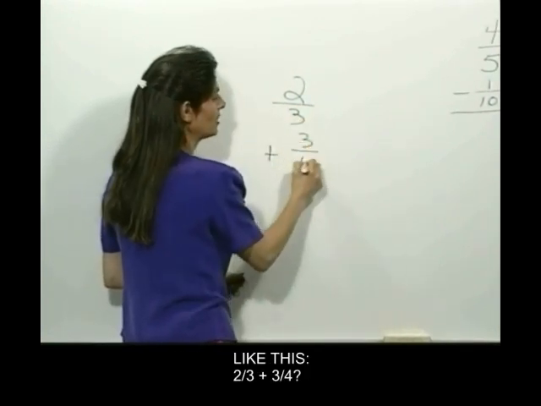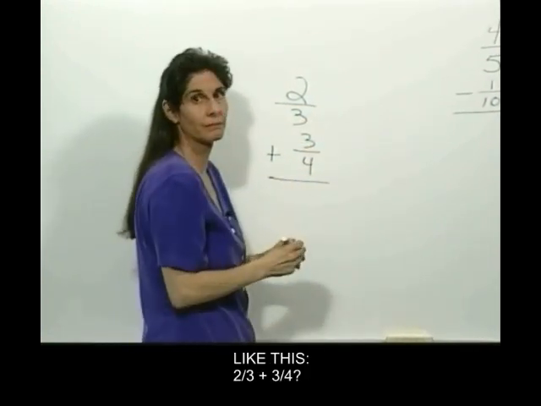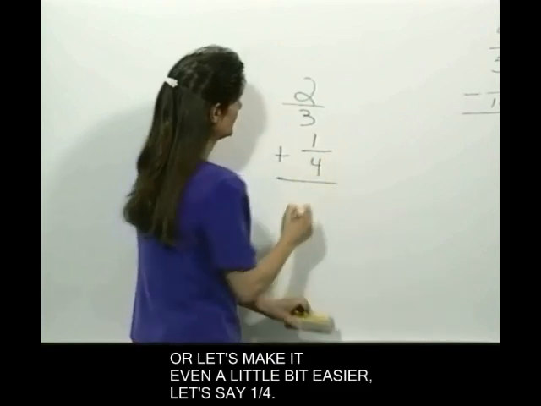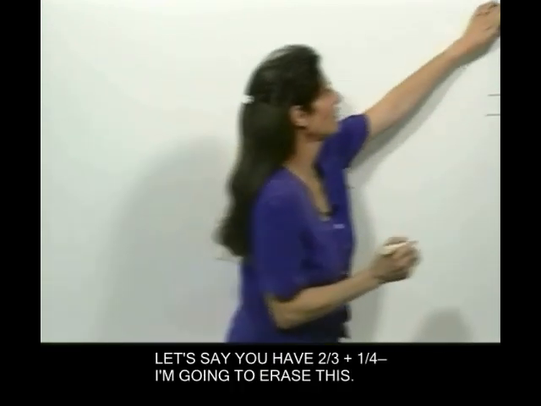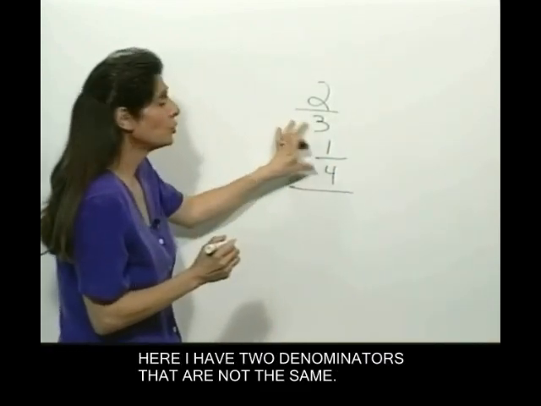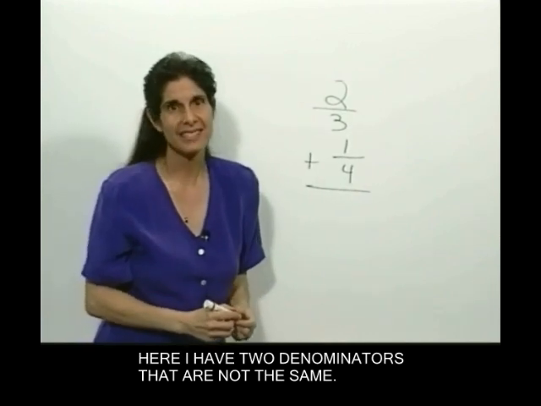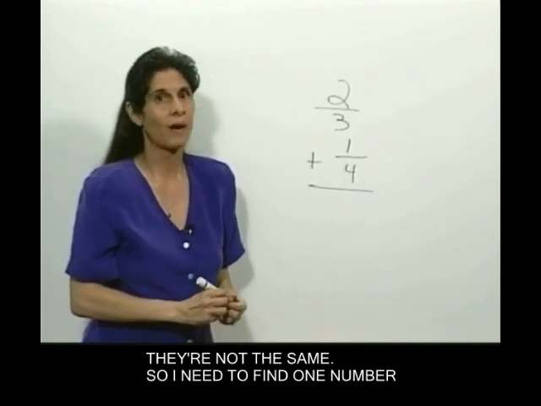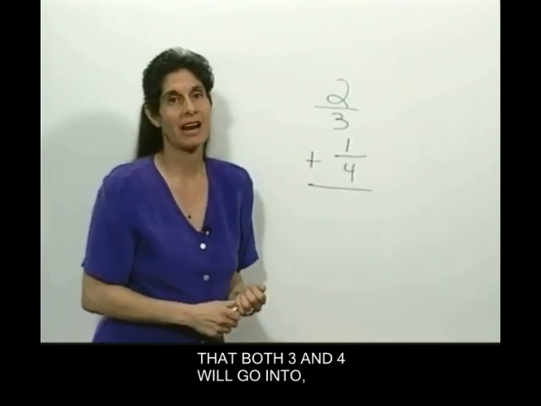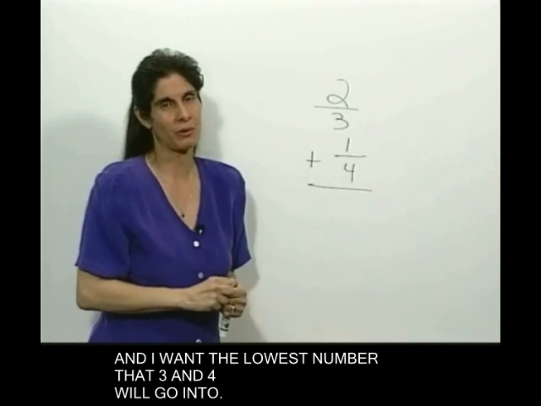Now, what happens if you have a fraction like this? 2/3 plus 3/4. Or let's make it even a little bit easier. Let's say you have 2/3 plus 1/4. And I'm going to erase this. Here I have two denominators that are not the same. So I need to find one number that both 3 and 4 will go into, and I want the least number that 3 and 4 will go into.